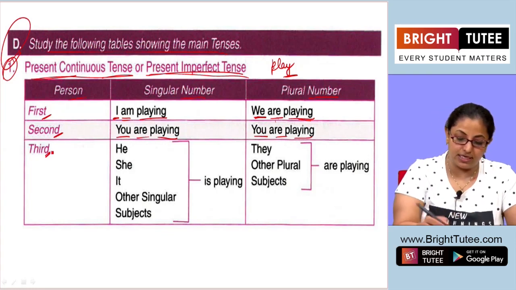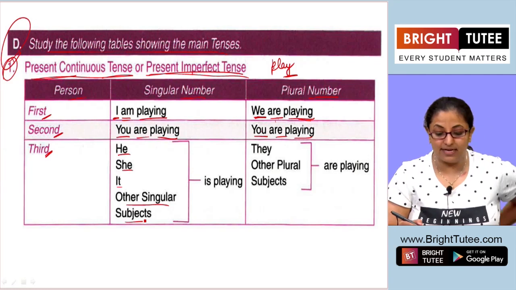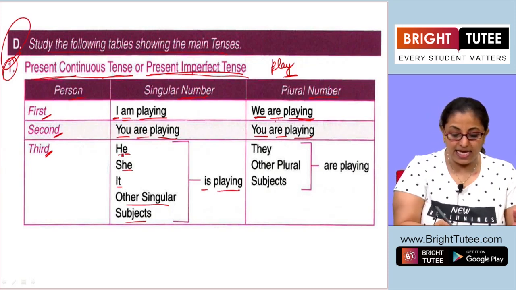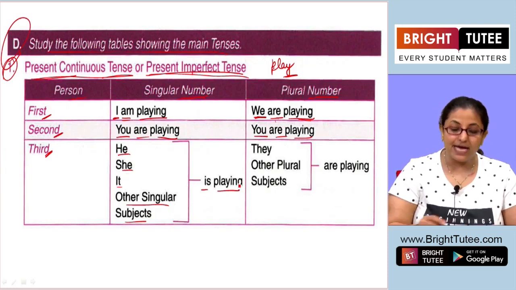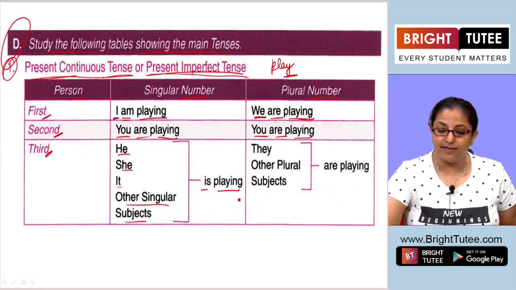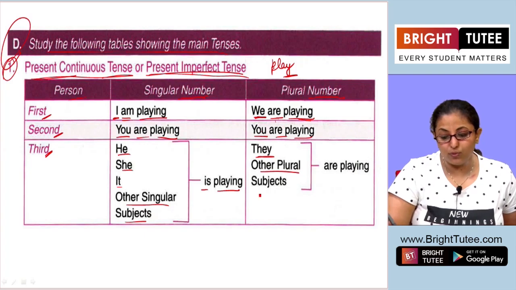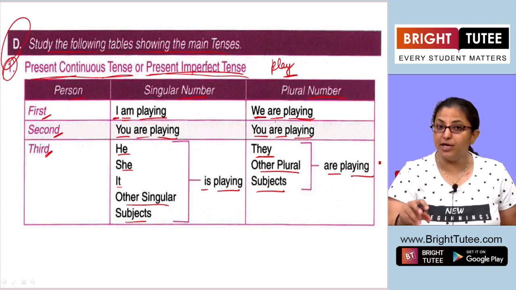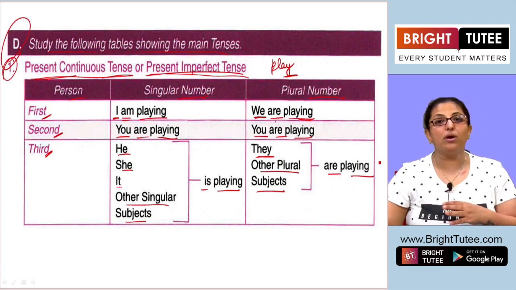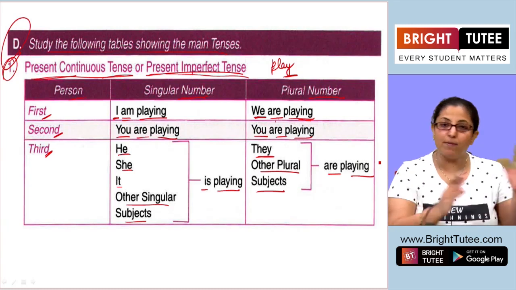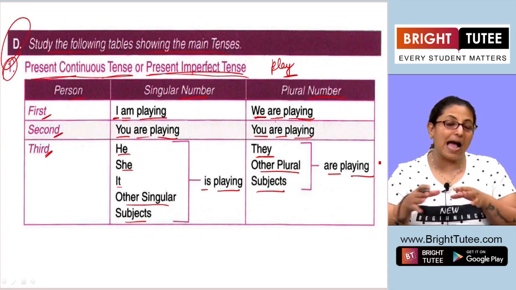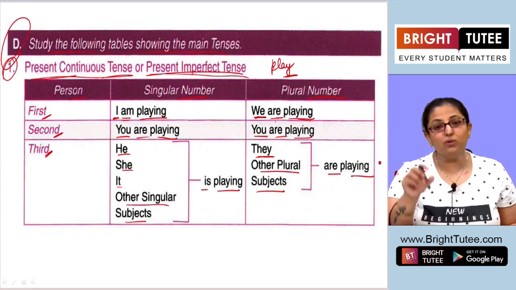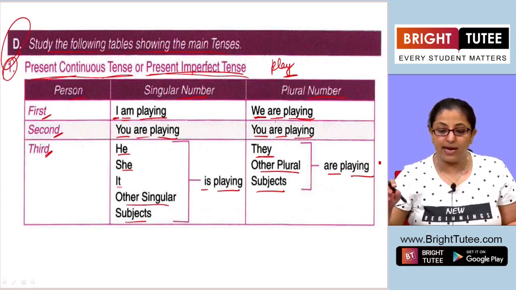In the third person, he, she, it or other singular subjects, in the singular number it becomes is playing, he is playing, she is playing, it is playing, right? And in the plural number, they or other plural subjects are playing, they are playing. So this is present continuous, which shows that the action is still going on in the present time. It has not passed or it will not happen in the future. It is still happening, it's still continuing in the present time. So depending upon the person, we are using am playing, are playing, is playing.